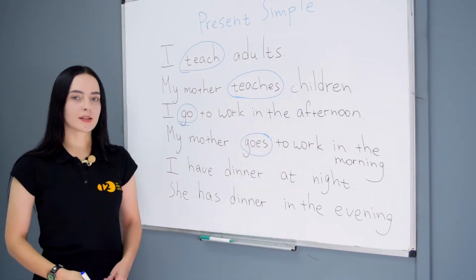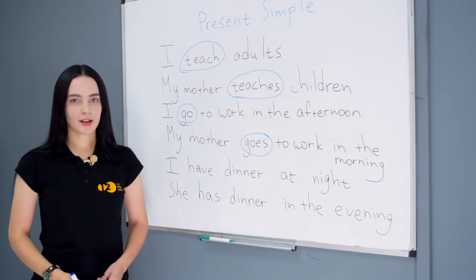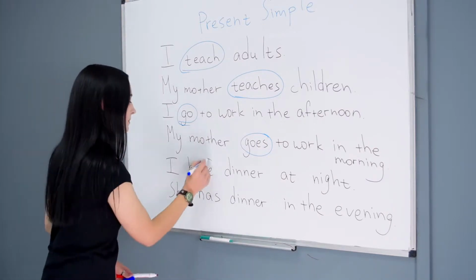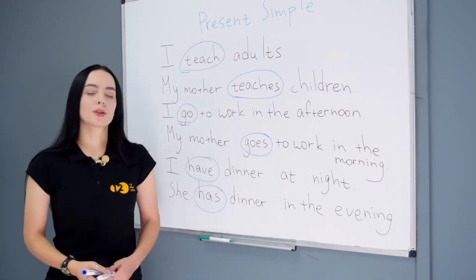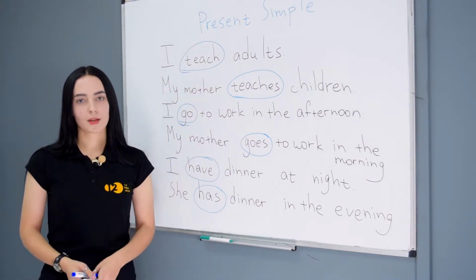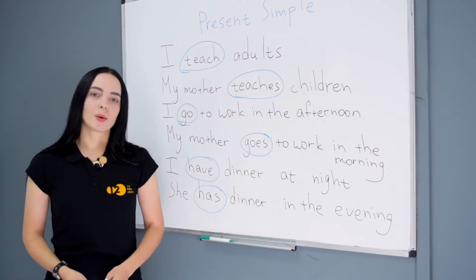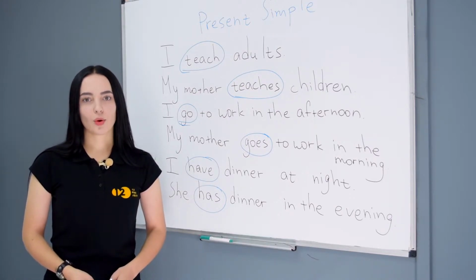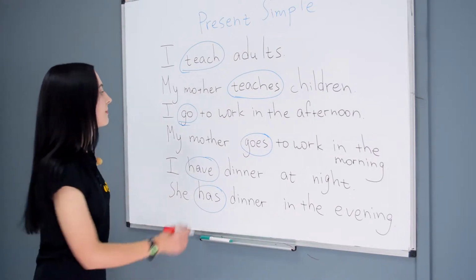I have dinner at night. My mother has dinner in the evening. So, to talk about typical activities, we use present simple. But for he, she, it, we need to add ending s or es to the verb.